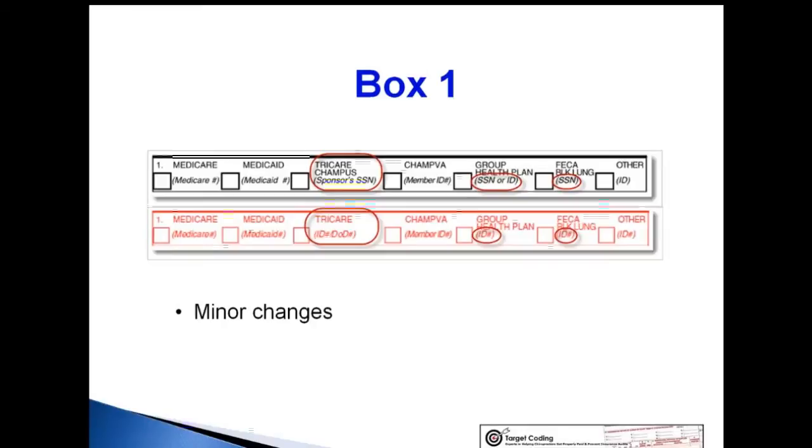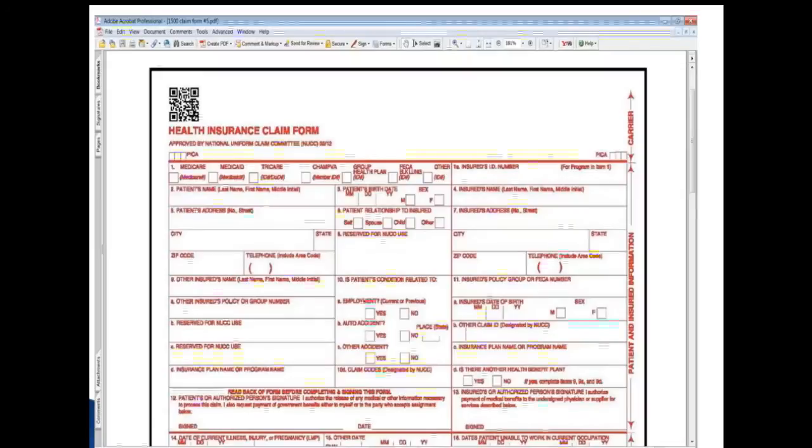So let's begin with number one. You should see box number one on your screen. The top box number one is the old 1500 form. The new one is in red. So you'll see box number one has very minor changes. Basically, we're not calling them Social Security numbers anymore. They're ID numbers. Okay, let's go to box number 1A. On your screen, 1A is the insured ID number. Okay, pretty straightforward.